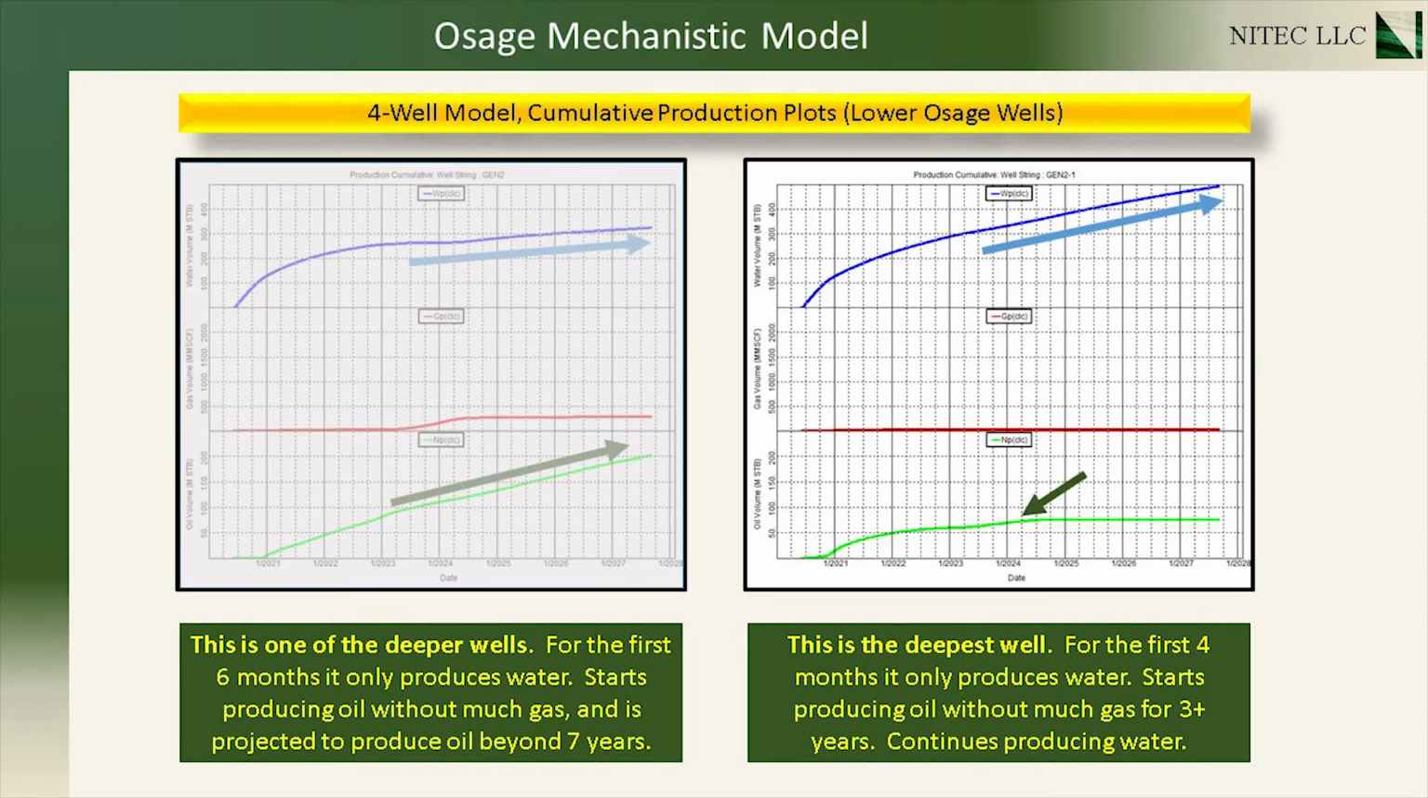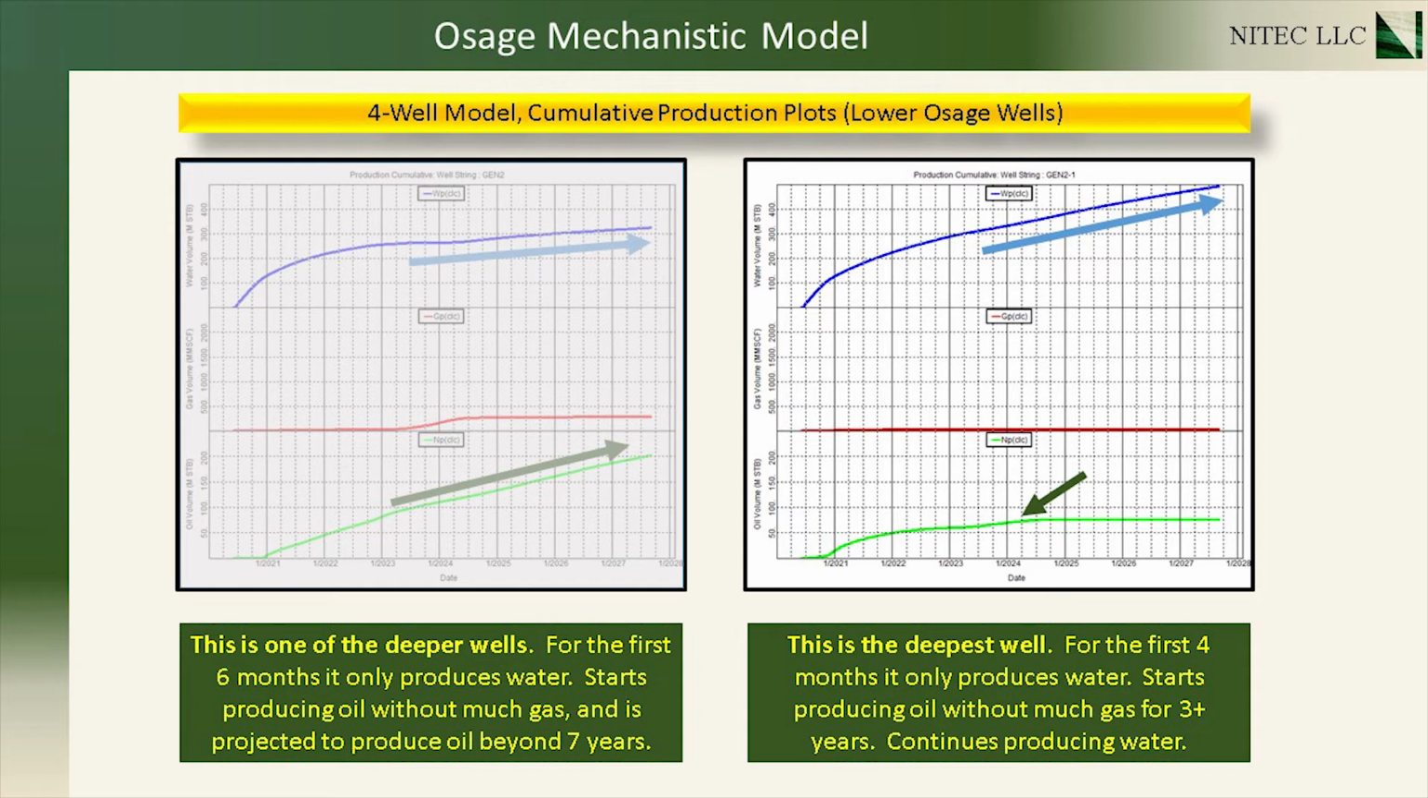On the right side, we have the performance of the deepest well. For the first 4 months, it produces only water, then produces oil without much gas for about 3 years. However, after 3 years, it continues to produce water, but not much oil beyond this point.